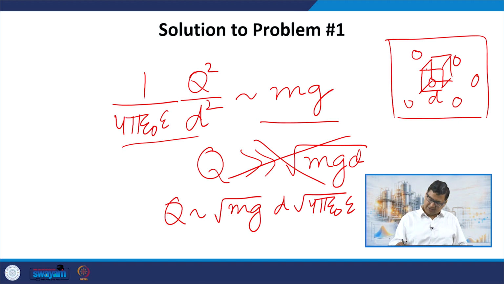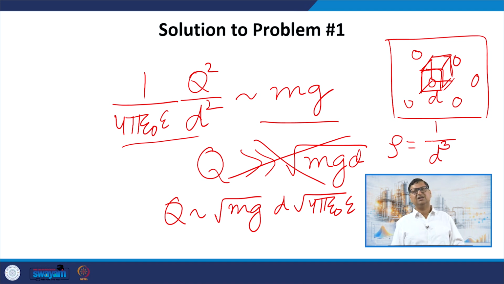So, within that small volume that is occupied by this single particle, the density is rho is equal to 1 over d cube, because we have only one particle in the volume, something like d cubed, right. So, this d will then be something like rho to the power minus 1/3, right.